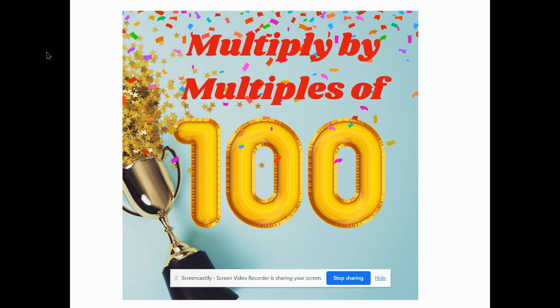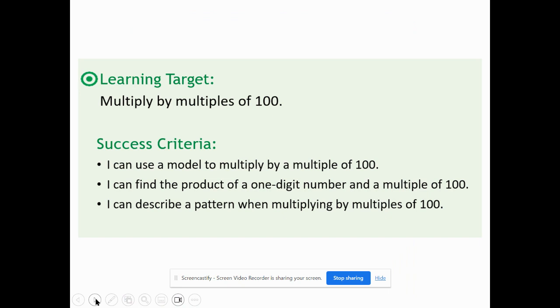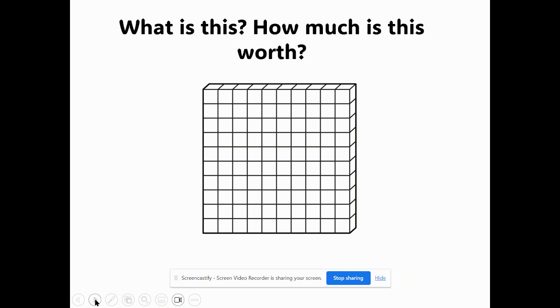So we are going to practice with multiplying by multiples of 100. When we multiply by multiples of 100, we're going to have to be able to successfully model to multiply by multiples of 100, find the product. Remember, product is the answer to a multiplication equation, and be able to describe a pattern when multiplying by multiples of 100.